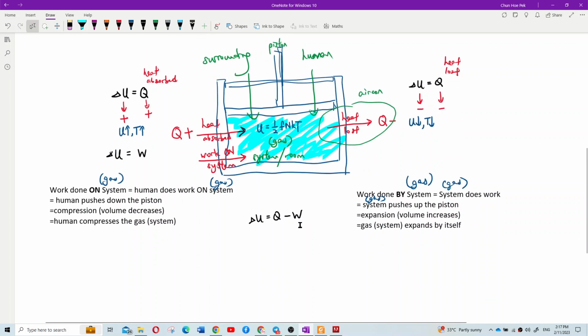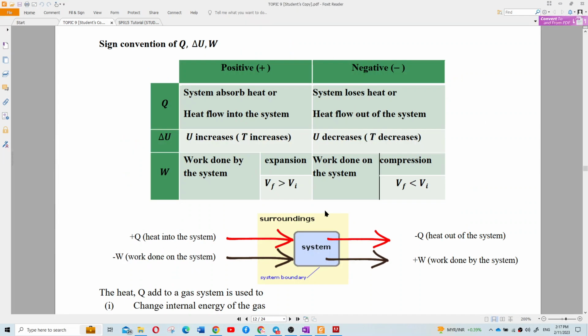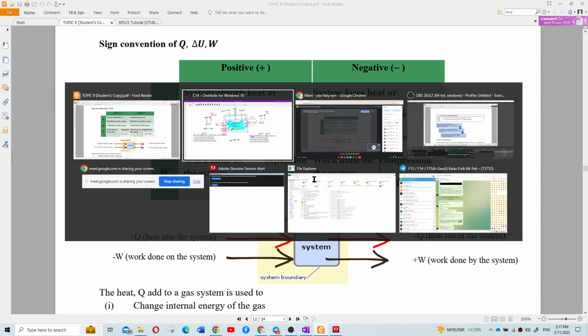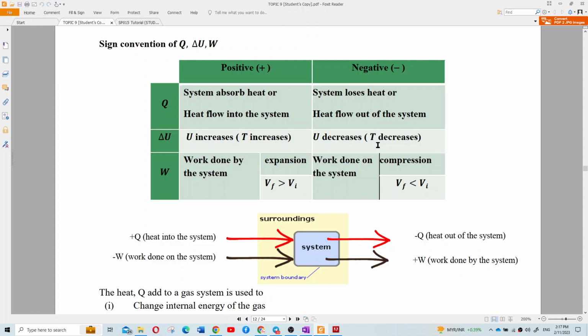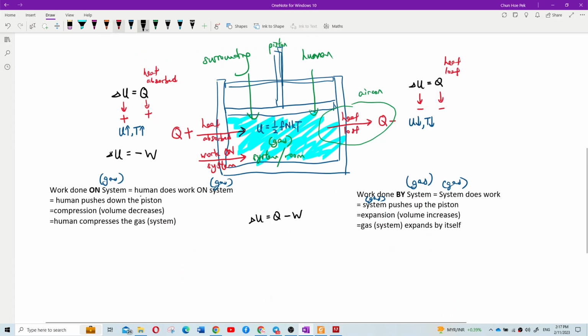Negative W, right? Negative W. Let's say no Q, we don't look at the Q, just the W, just the work done. Okay, so work done on gas. What's the sign? If work is done on the gas, compression, the work W is negative. Work done is negative, class. See? Look here, I put a negative sign.